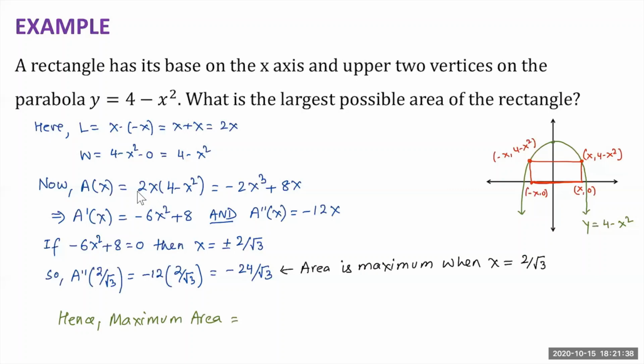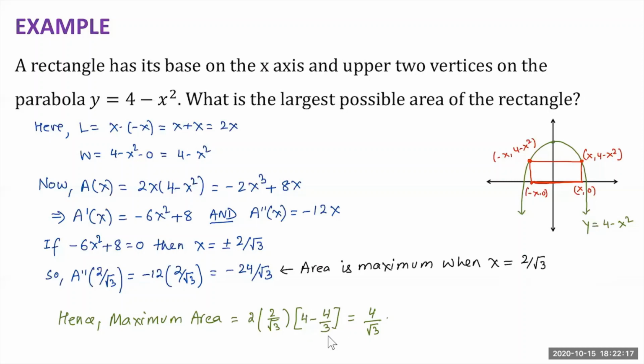length multiplied with width. Length is 2x, so 2 times 2 over square root of 3, and then multiplied by the width, which is 4 minus x squared. When you square x, it will be 4 over 3. Which is equal to 2 times 2, 4 over square root of 3, multiplied by, now we need to multiply this one with this value.